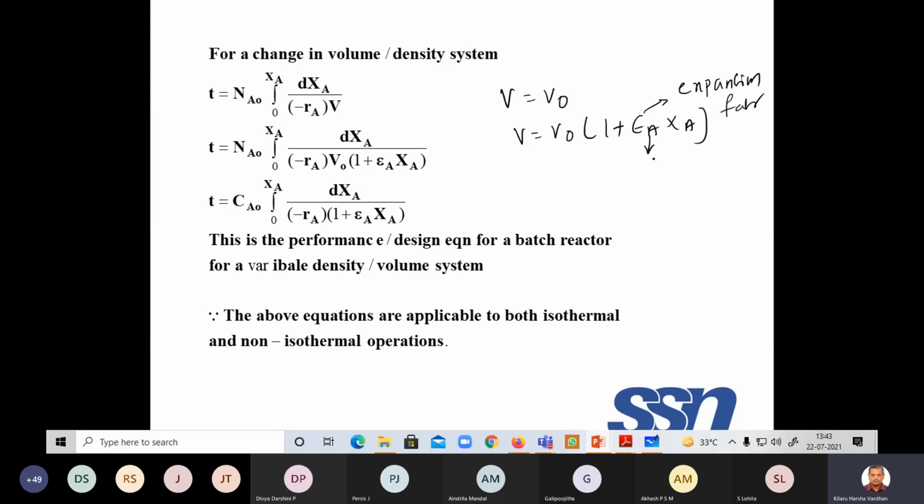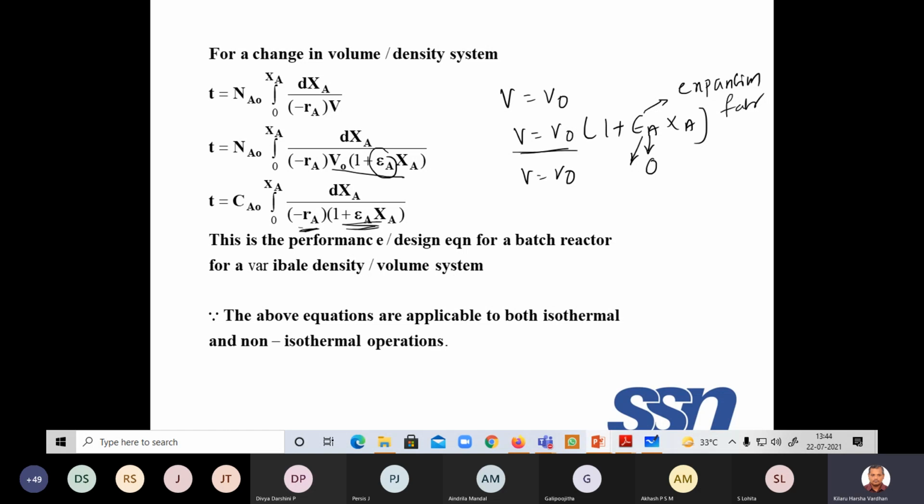Generally, for a constant volume, this will be 0. Therefore, V becomes V naught because this is 0, and V naught into 1 is V naught. But if the expansion factor is not 0, especially for volume change, then V and V naught will change. This you have to put here. Then this extra term will come inside the integral. There will be two terms in the integral. Earlier we were having only one term.